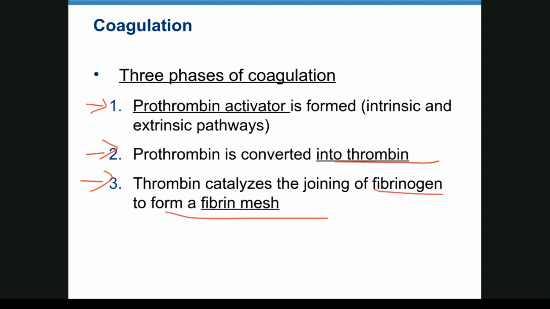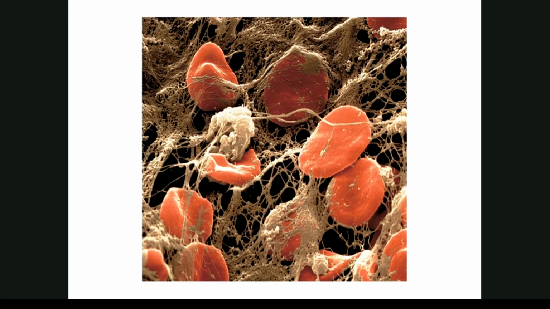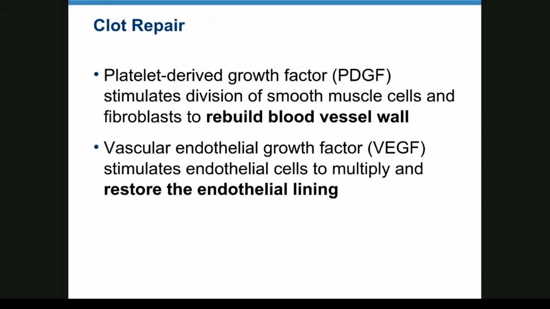So thrombin pulls fibrinogen out of solution, and you get this mesh, much like in this picture, to stop up the hole.